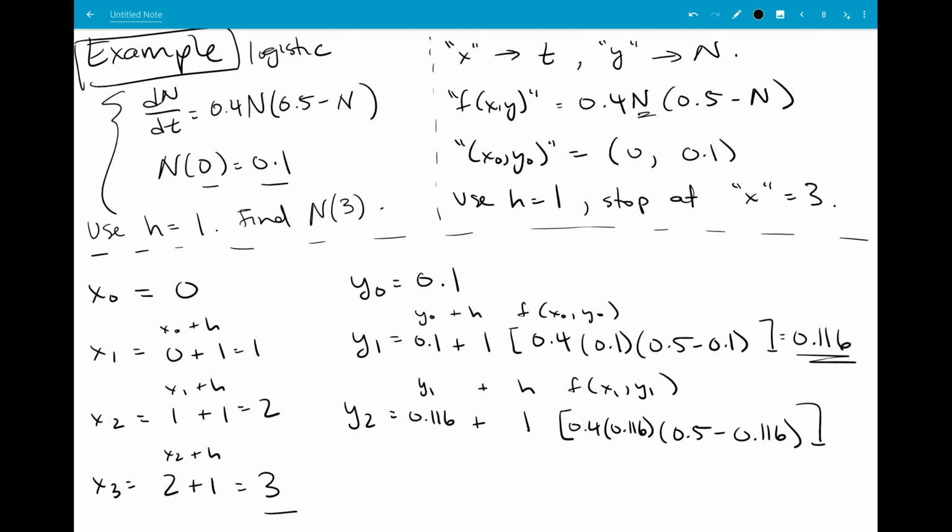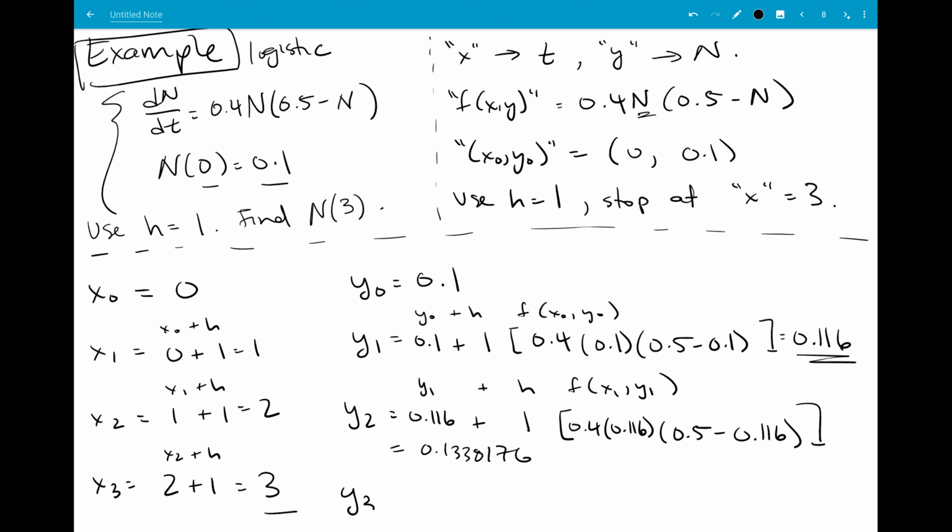I'll go ahead and give that number, but I'm just going to draw a squiggle for y3 because this is already getting kind of ridiculous. So 0.116 plus 1 times 0.4 times 0.116 times (0.5 minus 0.116) is 0.1338176.